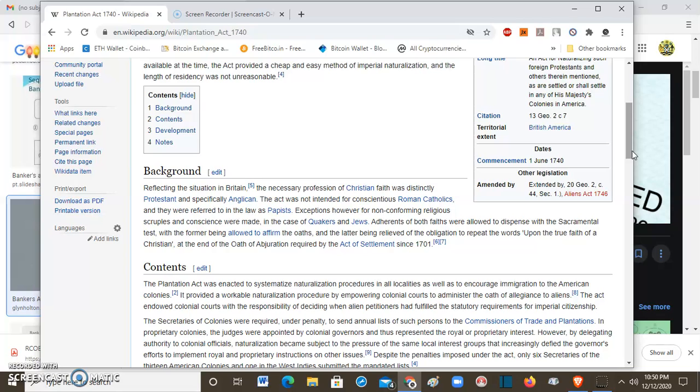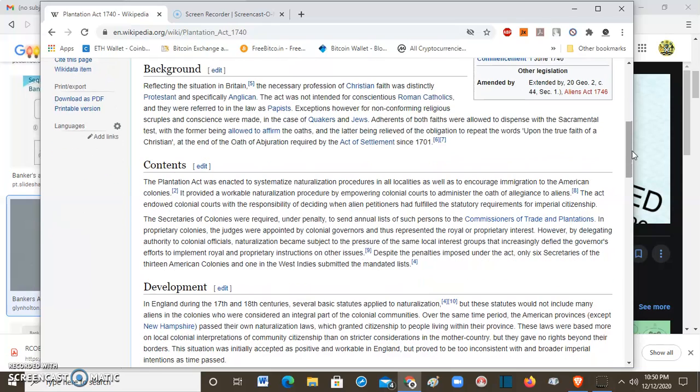Exceptions, however, for non-conforming religious scruples of conscience were made. In the case of Quakers and Jews, adherents of both faiths were allowed to dispense with the sacramental tests, the former being allowed to affirm the oaths, and the latter being relieved of the obligation to repeat the words "upon the true faith of a Christian" at the end of the oath of abjuration required by the Act of Settlement since 1701. And the Settlement Act was pretty much the same thing as a birth certificate.